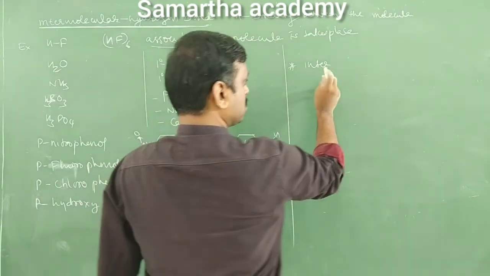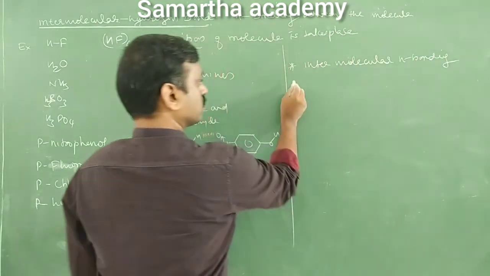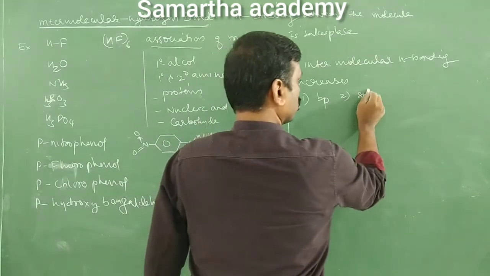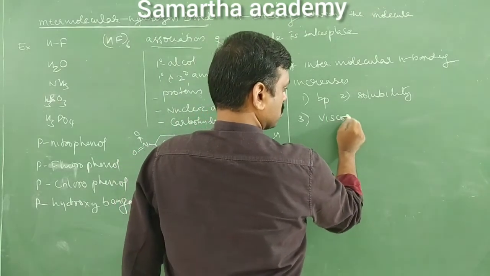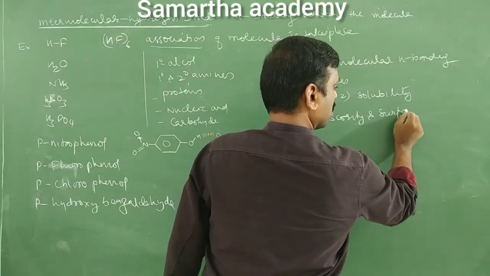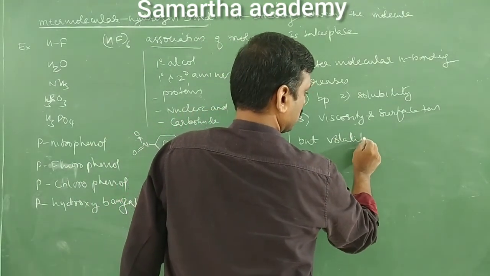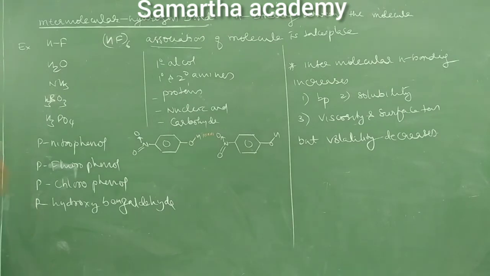Intermolecular hydrogen bonding increases: 1, boiling point. 2, solubility in water. 3, viscosity and surface tension, but volatility decreases. Okay. Next point.